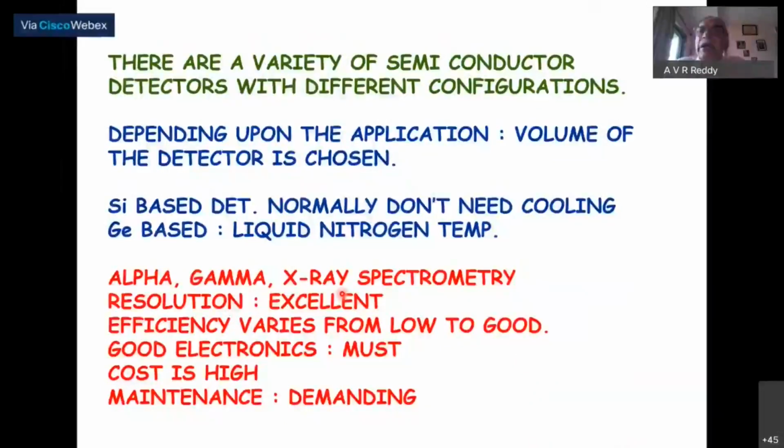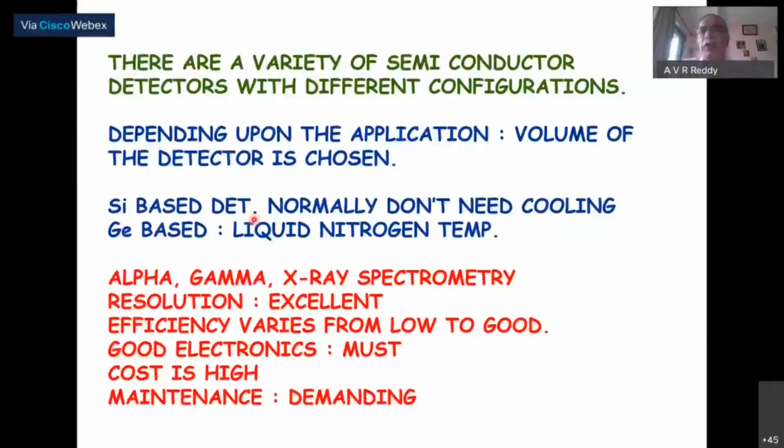There are a variety of semiconductor detectors with different configurations. Depending on the application, we have to choose the volume. Suppose you are doing alpha spectrometry, there is no need to have a huge detector because volume decides the price also. So you need a thin, wafer-thin detector. Why? A paper can stop alpha particles. Therefore, you need a thin detector, and you also have to maintain it in a vacuum so that alpha particles move towards the detector.